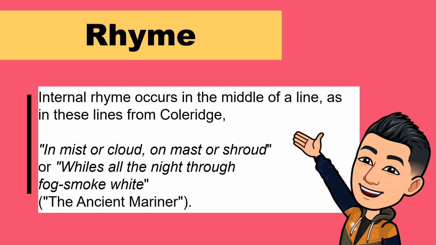Internal rhyme occurs in the middle of a line, as in these lines from Coleridge. In mist or cloud, on mast or shroud, or whilst on the night through fog smoke white. So this is The Ancient Mariner.